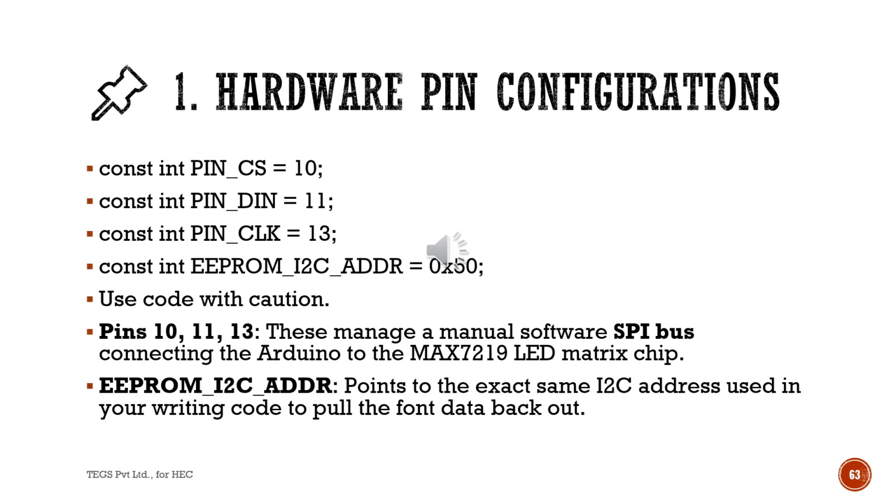Section 1. Hardware pin configuration. The serial peripheral interface requires 3 fundamental pins: chip select, data in, and clock. These pins are initialized in this section. The UNO pins 10, 11, 13 are used for this SPI bus function. The EEPROM address points to the exact I2C address used in your wiring code, that is hex 50.